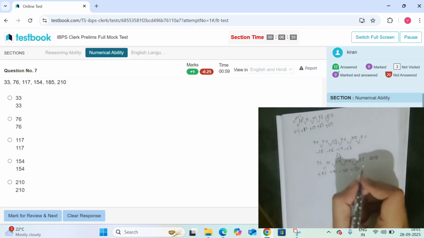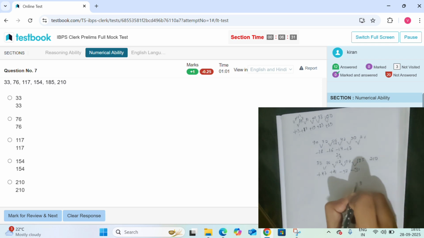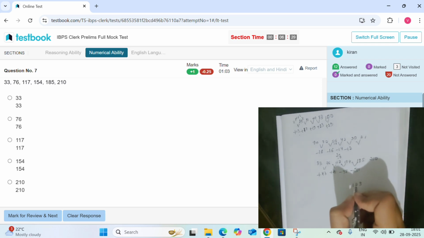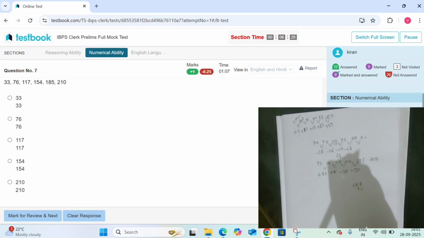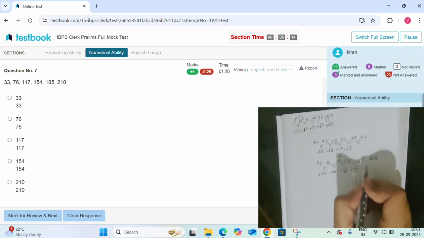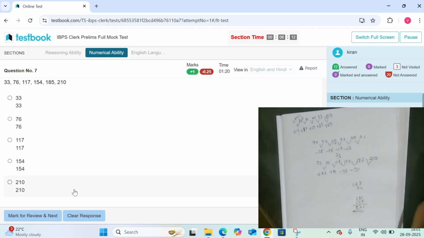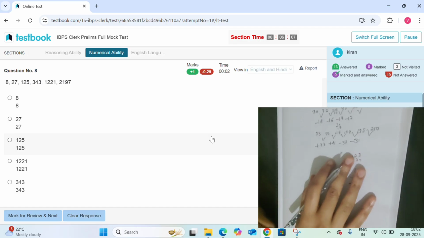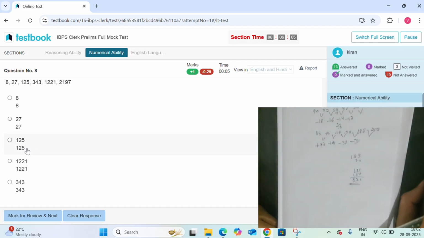154 minus 31, 1, that is 3 and 2, 123. 31 after 29. Something so 185 and 154, 185, 3. 31, correct, 31. That means this is a wrong number. 210 is a wrong. 8, 27, 125, 3, 4, 1, 2, 2, 1. 1, 1, 2, 2, 1 is a wrong number.